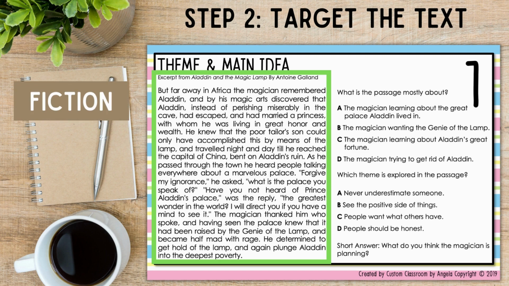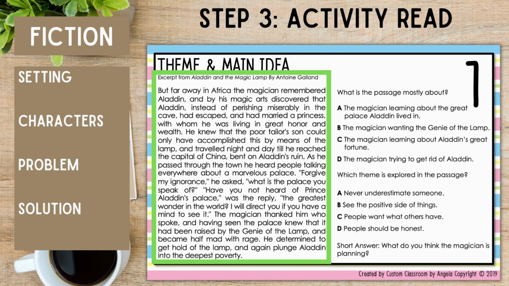So now we can see that this is a fictional passage about Aladdin and a magical lamp. So for step 3, actively read, I would have students go back and reread. As they read, they fill in the setting, character, problem, and solution. So we're just going to look at those here.